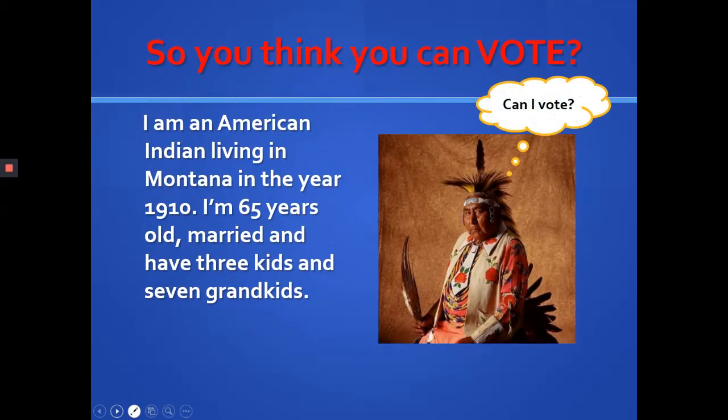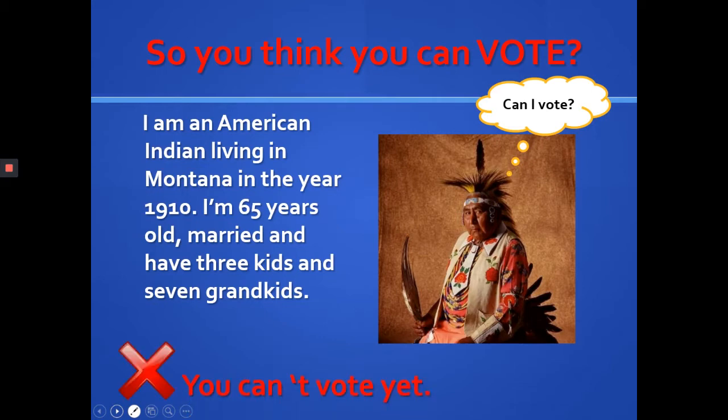So let's make another inference. This man is an American Indian living in Montana in 1910. He is 65 years old, married, has 3 kids and 7 grandchildren. So can he vote? Let's make an inference using everything we know. Pause the video and make a decision.